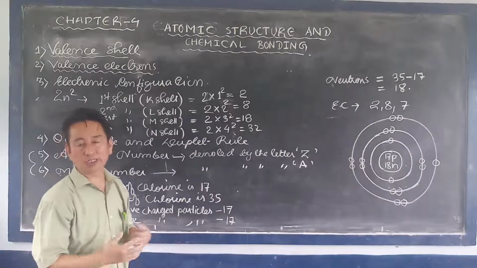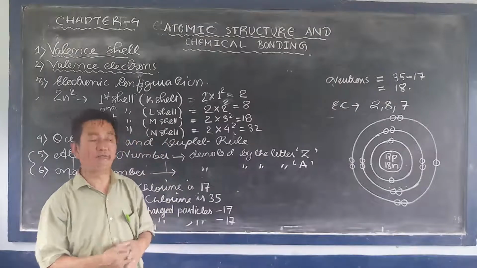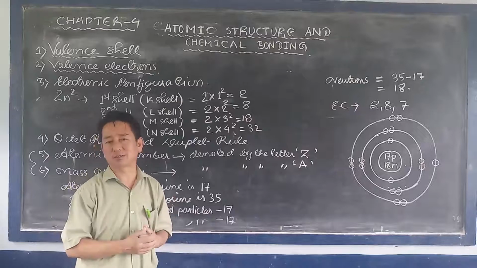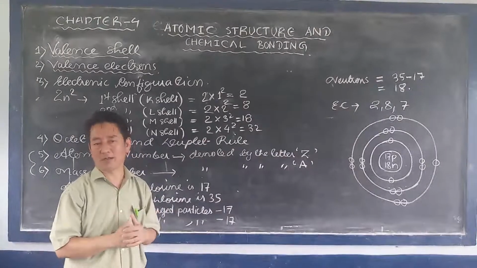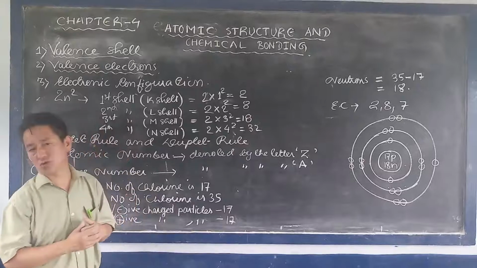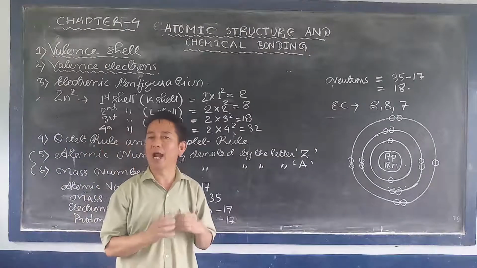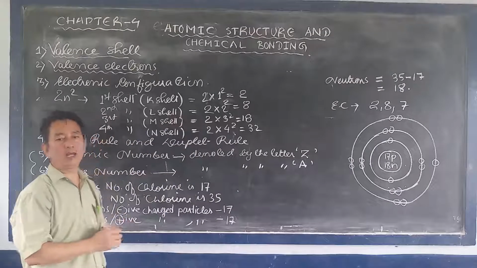Protons are the positively charged particles of an atom, and protons are found in the nucleus of an atom. Now, what is nucleus? Nucleus is the central part of an atom. And neutrons are the neutral particles of an atom, and they are also found in the nucleus of an atom.